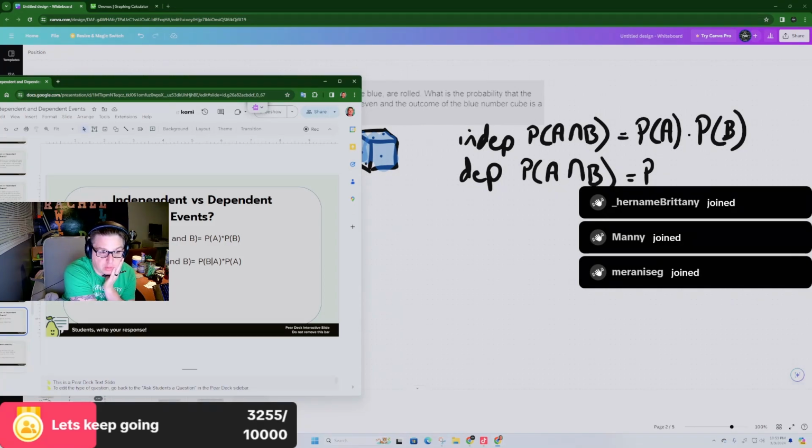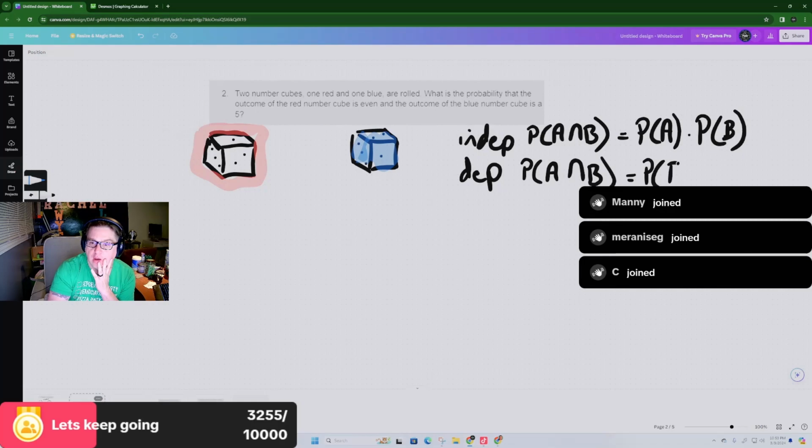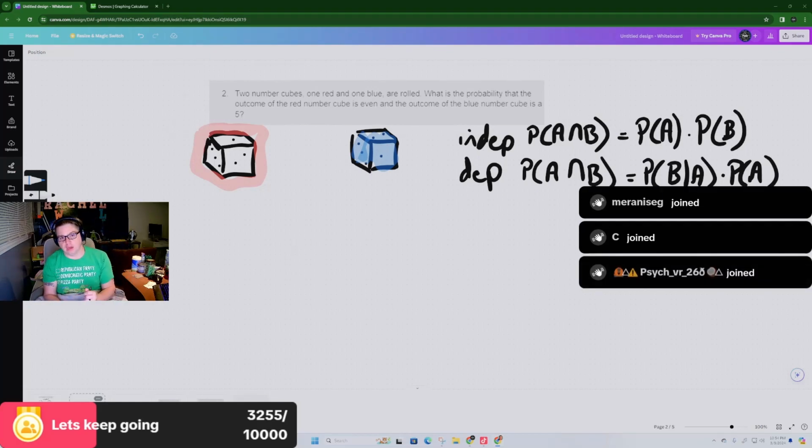So dependent events, I want the probability of A and B, so that's going to equal the probability of B given A times the probability of A. Okay, so this is the probability of B given A times the probability of A. And once again, I wanted to make sure, because it is very sensitive and probability is difficult for that specific reason. Those little idiosyncrasies, those little nuances can really affect your outcome. So making sure you have those properly done is very important.